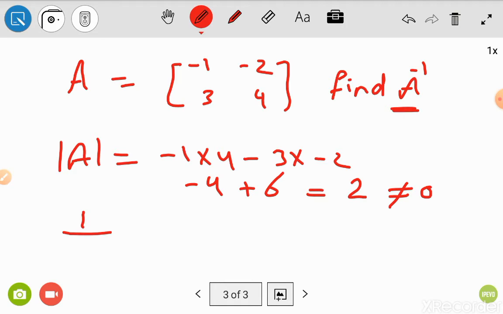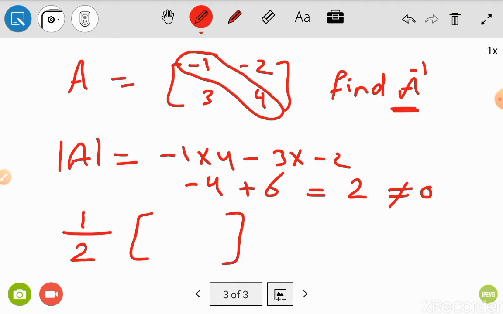1 over the determinant of the matrix, 2, and what about the original matrix? You can exchange the main diagonal for -1 and change the sign. The sign of -2 will be 2 and the sign of 3 will be -3. The last step, you can multiply 1 over 2 with all elements inside the matrix.